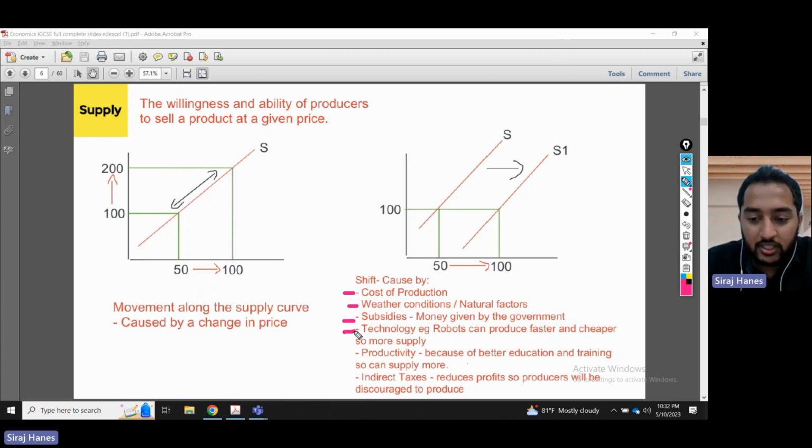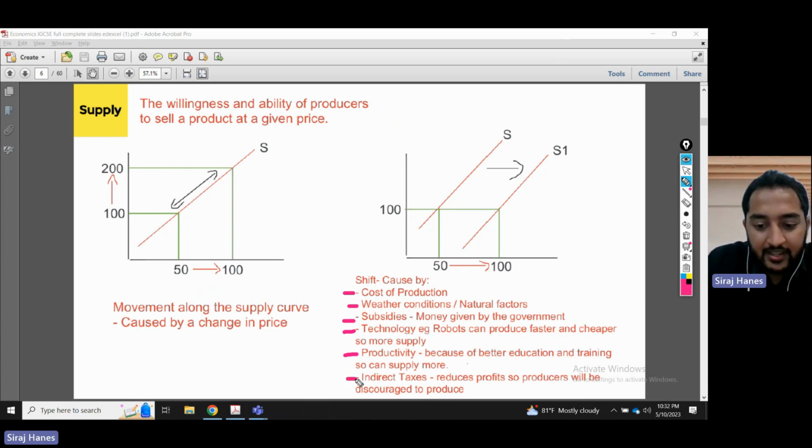Technology. If you take technology like robots, they can produce faster. Put a robotic arm. Why are you getting someone to spray paint your car like this, one by one, making mistakes and whatnot? Put a robotic arm. Let the robotic arm spray your car. So technology, productivity, better education and training, so you can supply more. Maybe you learned new techniques because you went to school, you did a degree, you did a master's. Now you know how to produce better. Productivity will happen and you can supply more.